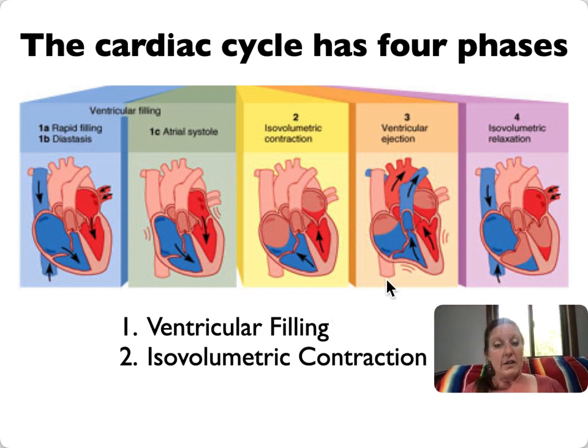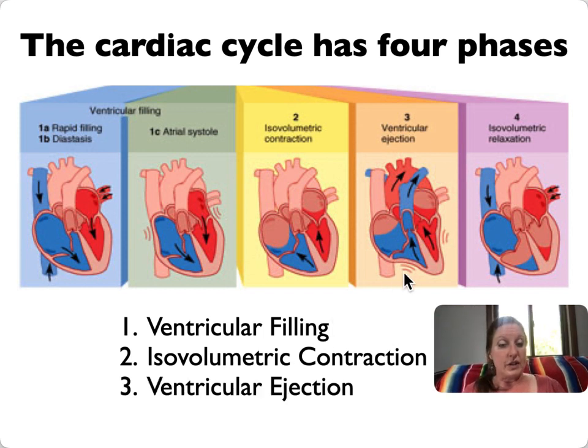Then we move into the next phase, which is ventricular ejection. And here the ventricles are still contracting, but they have finally generated enough pressure to open the valves to let the blood exit the ventricles. So both of these are happening during ventricular contraction.